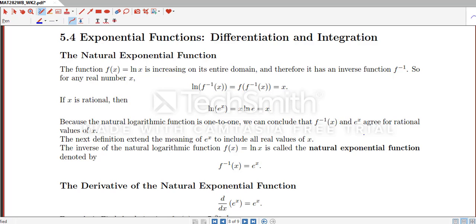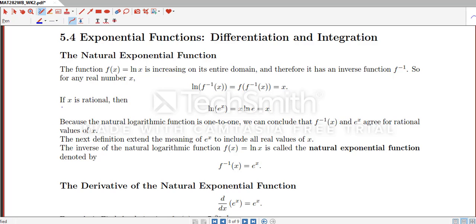Section 5.4 Exponential Functions, Differentiation and Integration. The natural exponential function. We have learned that the function f of x equals ln of x is increasing on its entire domain, so it has an inverse function. For any real number x, ln of f inverse of x equals f of f inverse of x equals x by the definition of inverse function.